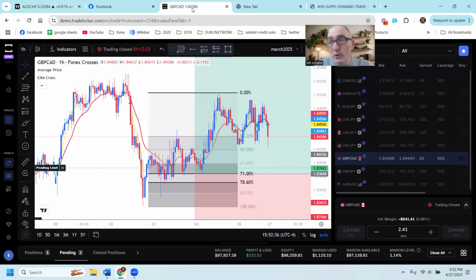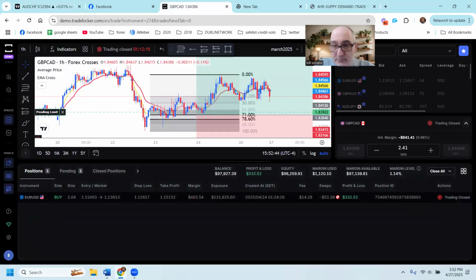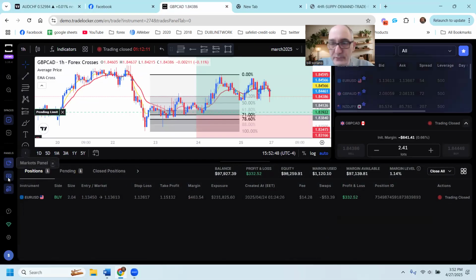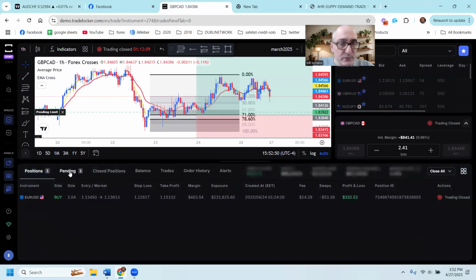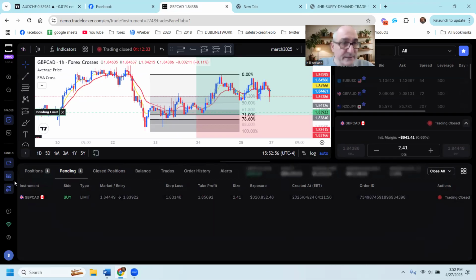Now, currently, if you watch the recap from yesterday, you'll know that I have a position right now open in EUR USD, which I'm currently up just about 1/3 of 1%, $332. And we have a pending order here for GBP CAD, which we have a buy limit in for that.